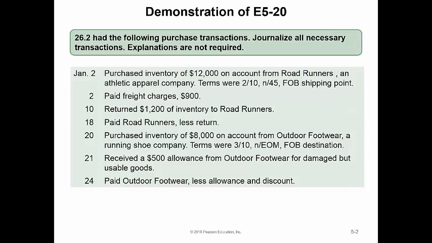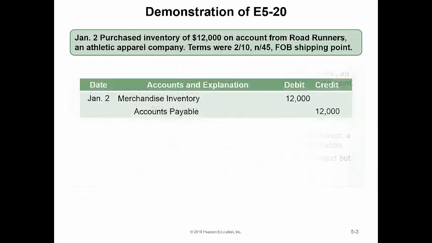Here are the transactions, and we're going to handle these one at a time. Our company name is going to be 26.2. In our first transaction, we purchased inventory on January 2nd for $12,000.